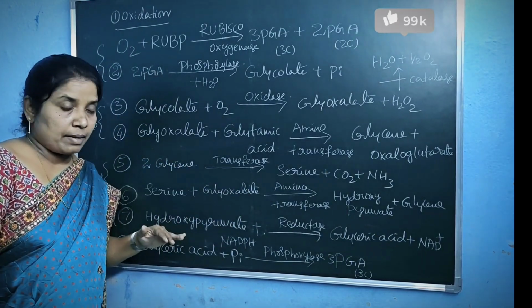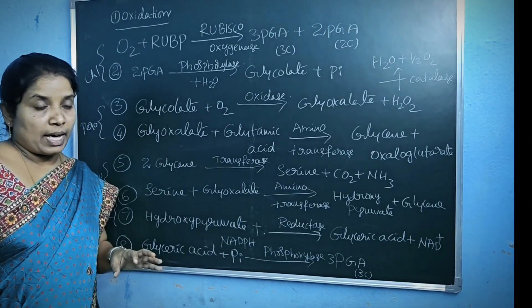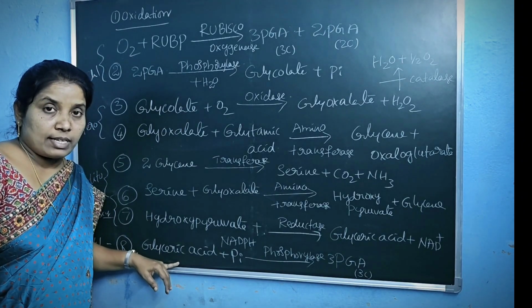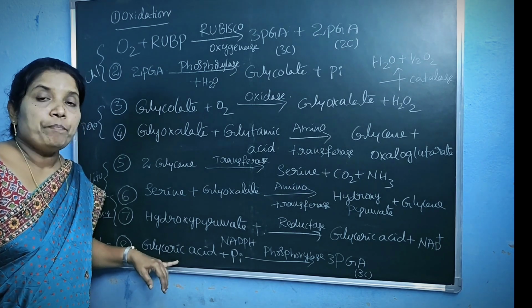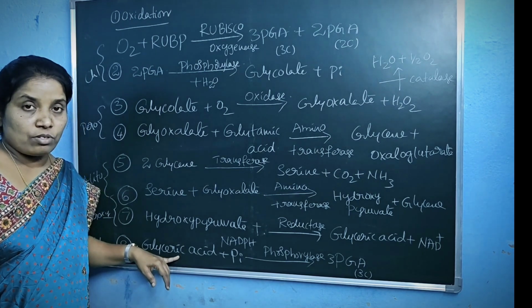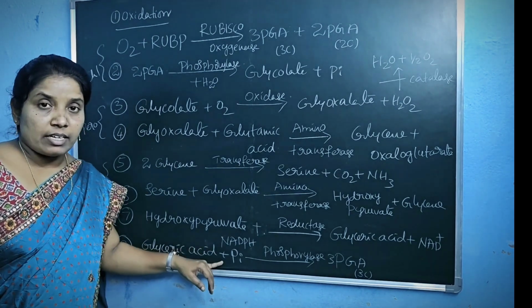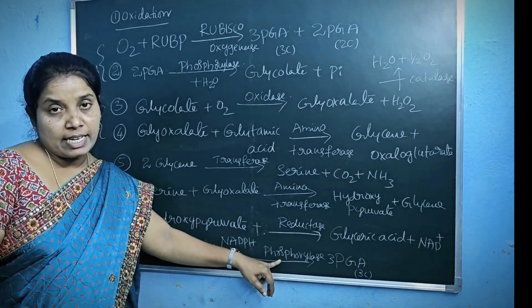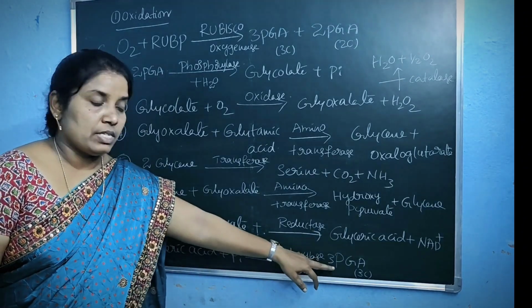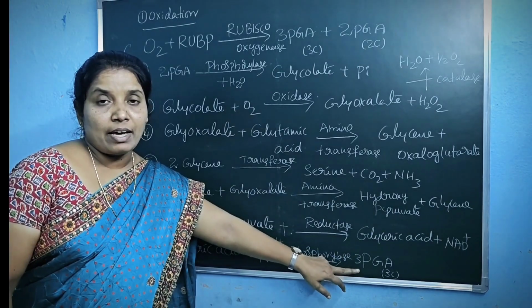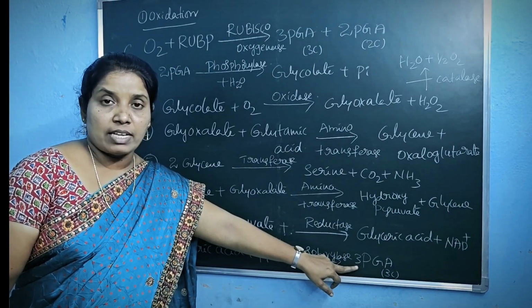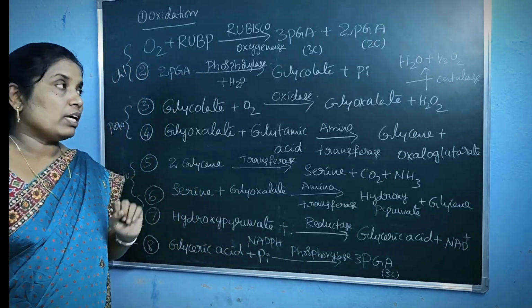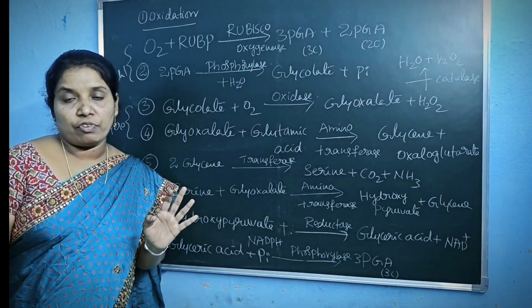Now the last step occurs in the chloroplast. Okay. So glyceric acid released in the peroxisome diffuses into the chloroplast. There it undergoes phosphorylation in presence of an enzyme kinase. It converts into 3-PGA. This 3-PGA is also utilized in the Calvin cycle for the preparation of sugars. Okay students, this is about photorespiration.